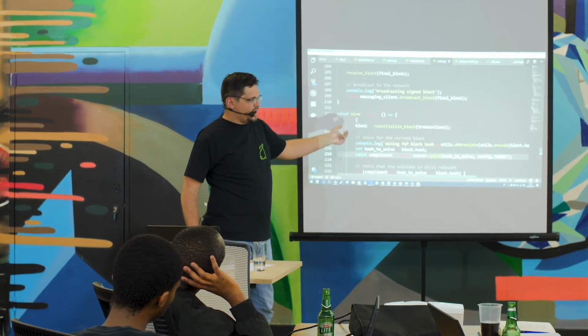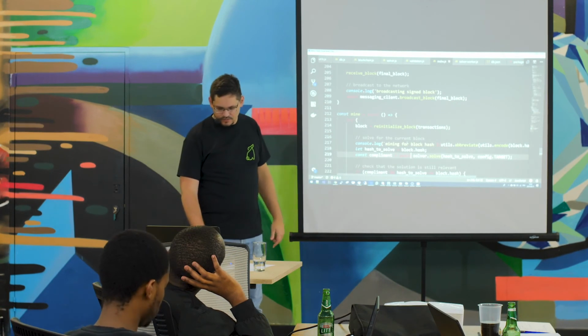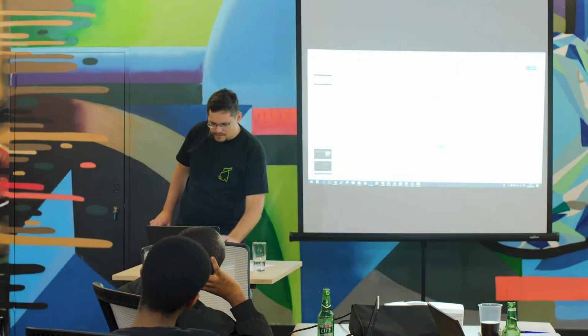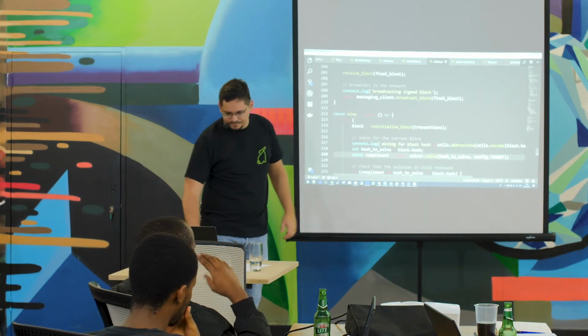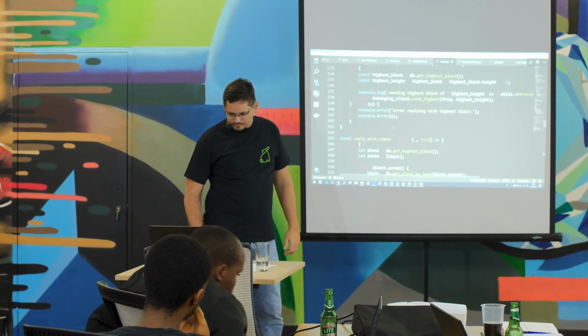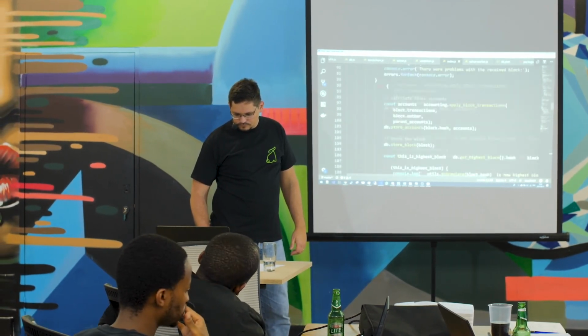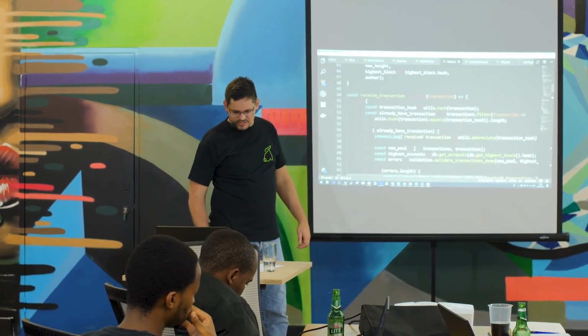Now, while it's waiting for that to happen, a number of things can happen. That's why in this diagram you've got basically two things that can happen: a new transaction can come in or a new block can come in. Either of those things happen, things have to change. So let's see what happens when both of those happen.